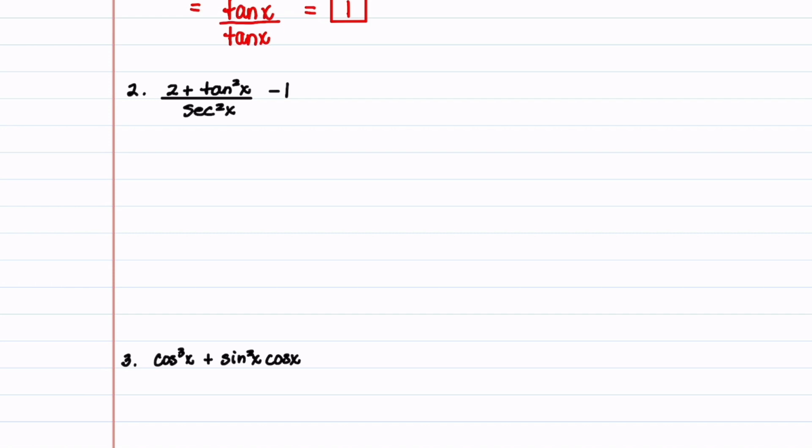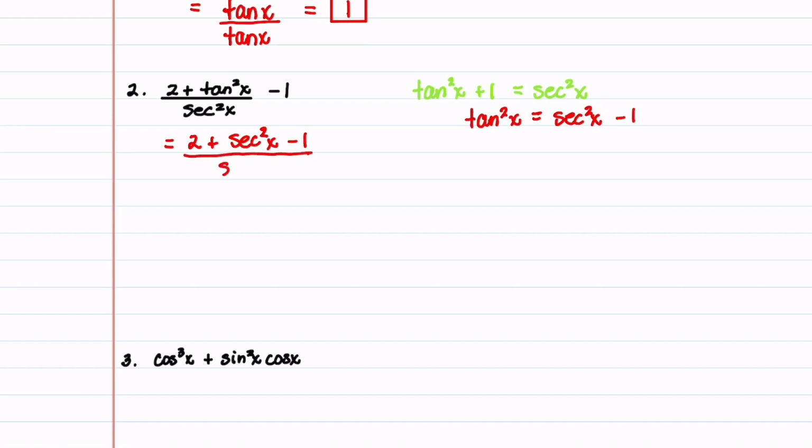In our second example, we can see that we have a tangent squared and a secant squared. So we need to remember our Pythagorean identity, which says that tangent squared x plus 1 is secant squared x. Let's solve for tangent squared. So we can write tangent squared x as secant squared x minus 1 and plug this into our numerator. This gives us 2 plus secant squared x minus 1 all divided by secant squared x minus 1.